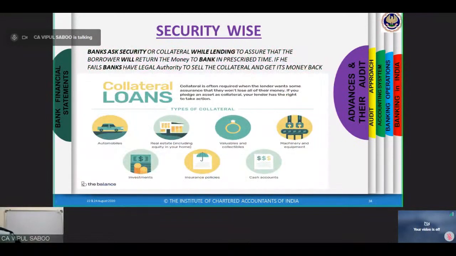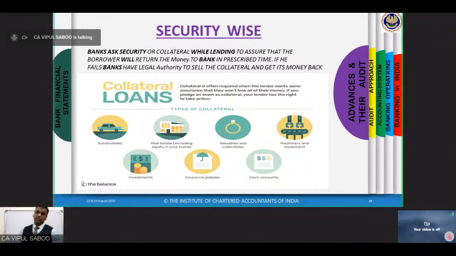Security wise, yes, the banks ask for security. Banks are not going to give you a loan just as it is. They ask for some security, some collateral. What is the collateral? Collateral is a security which you furnish to the bank so that in case of failure to repay the money, the bank can sell the collateral and realize its money. The banks ask for security or collateral while lending to assure that the borrower returns the money to the bank within the prescribed time. If the borrower fails, banks have legal authority to sell the collateral and get its money back.